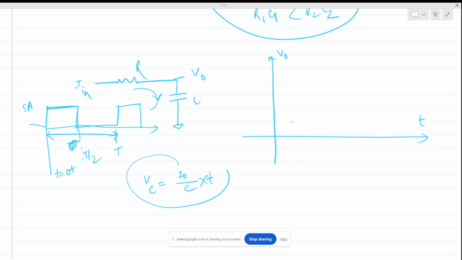The nature of the output will be a ramp, right?